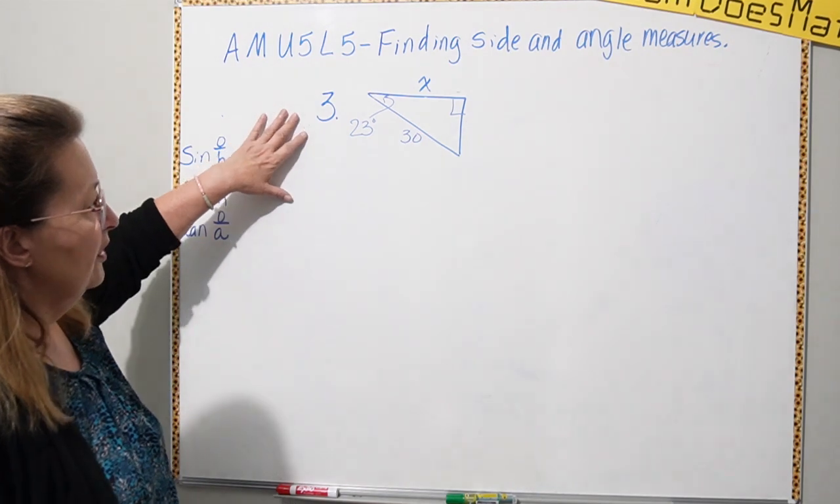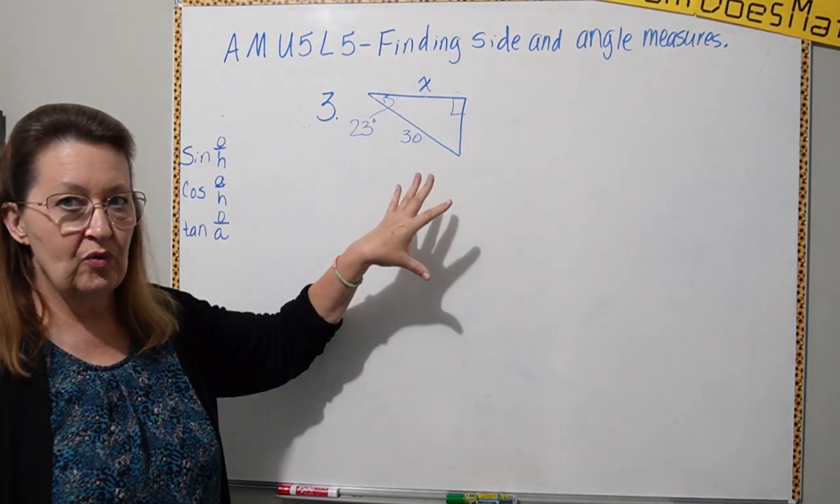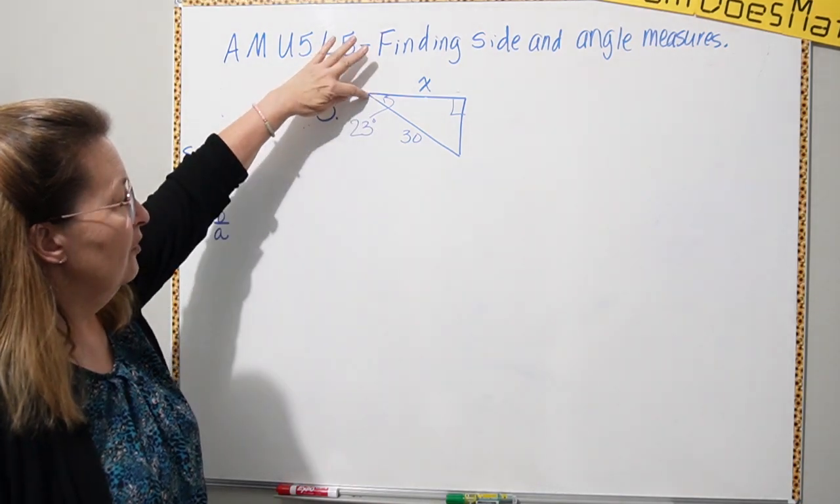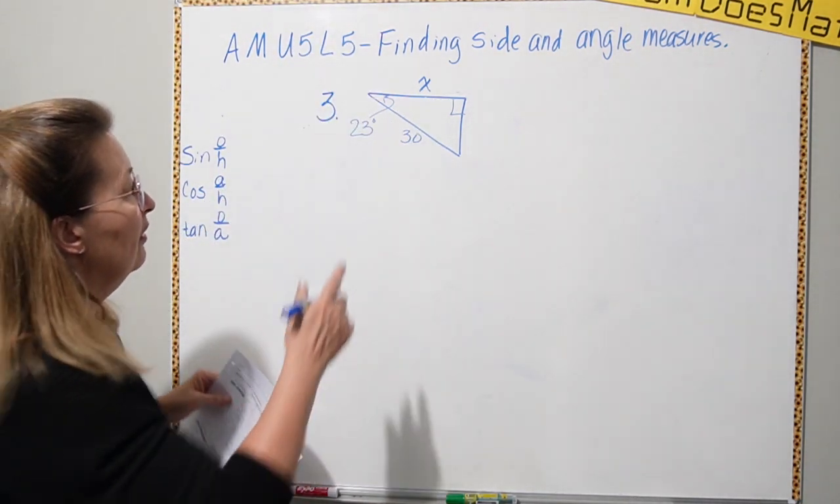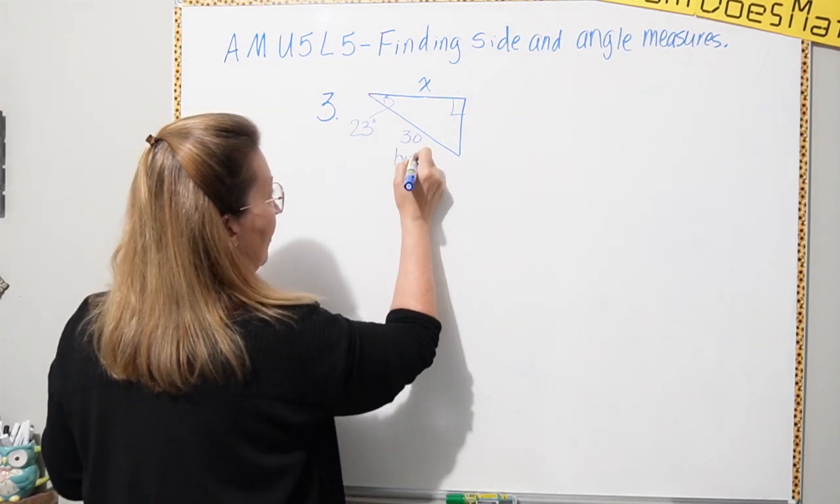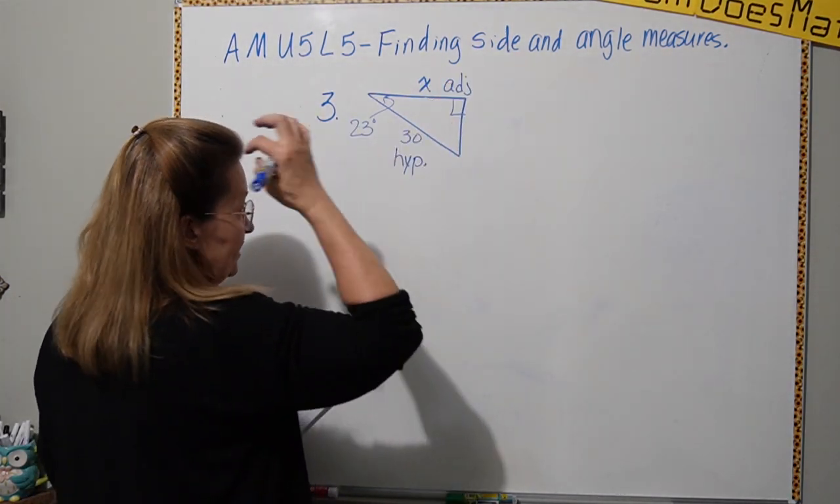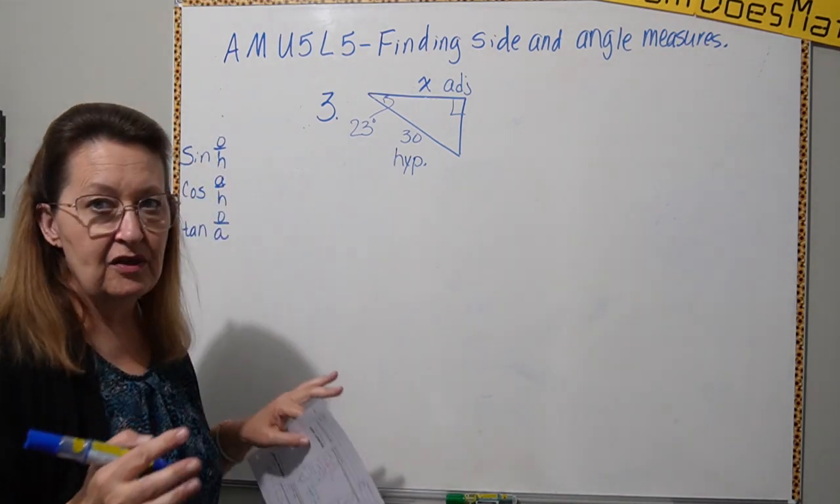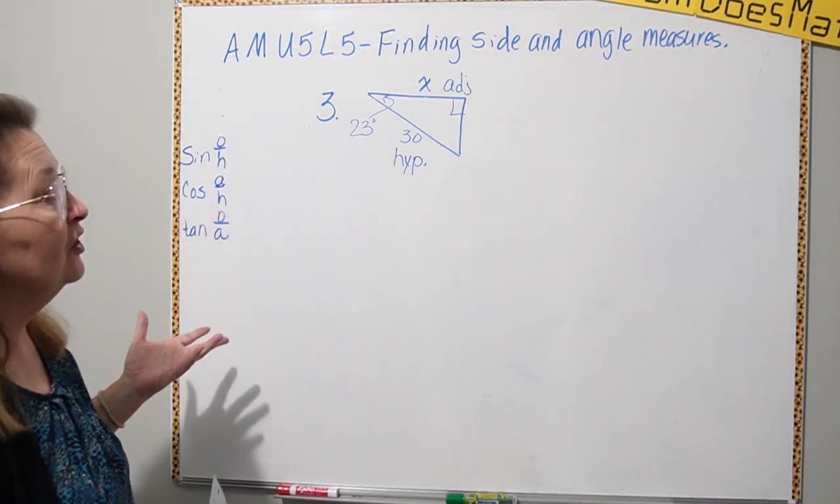Okay, here's number three. So here's our triangle. First we have to figure out which function do we want to use. So look at your angle. Which side do you know and which side are you looking for? Well, I know the hypotenuse and I'm looking for the side adjacent. Now which function is it that uses side adjacent and hypotenuse? Well, that's going to be your cosine.